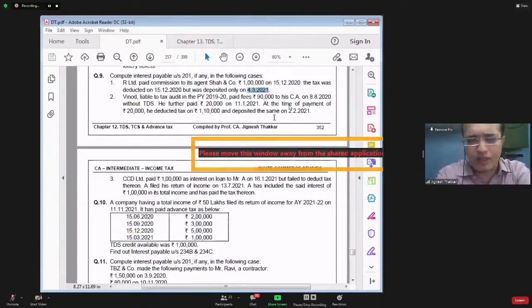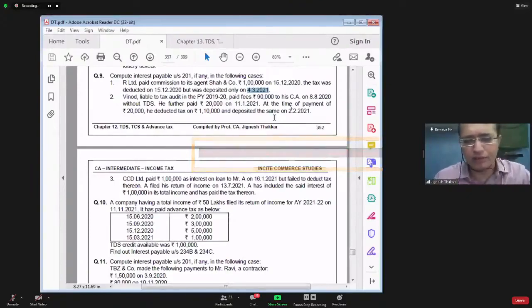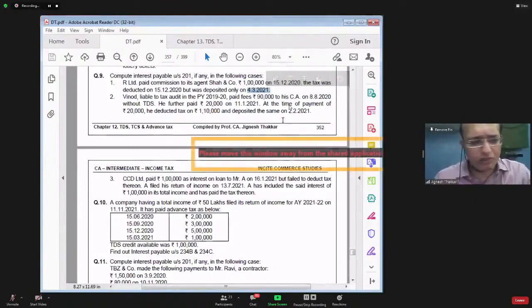For what period? From 15 December to 4th March. The date on which TDS is deducted, to the date on which TDS is actually deposited. Yes or no? From 15 December there will not be default. You take it from 16.